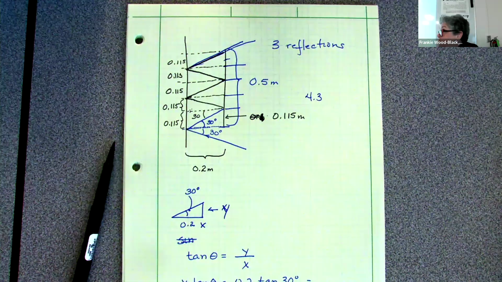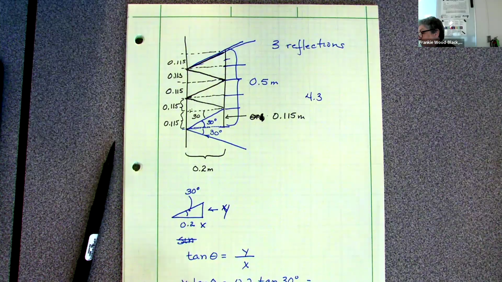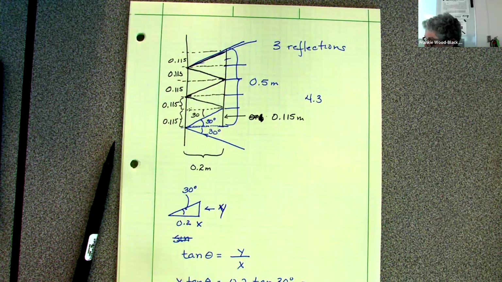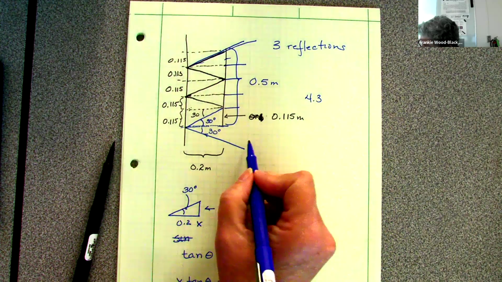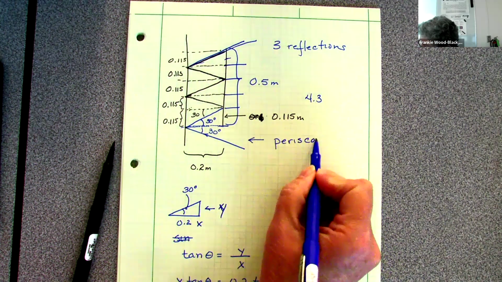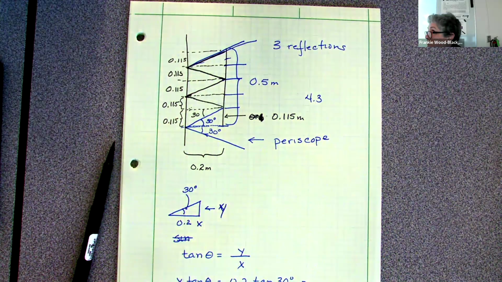So this just becomes a strict geometry problem, or a trigonometry problem, because I got to figure out that distance, and trigonometry is the one that allows me to figure out that distance. But this would be a periscope. I'm doing a periscope. That's exactly what it's going to come up.